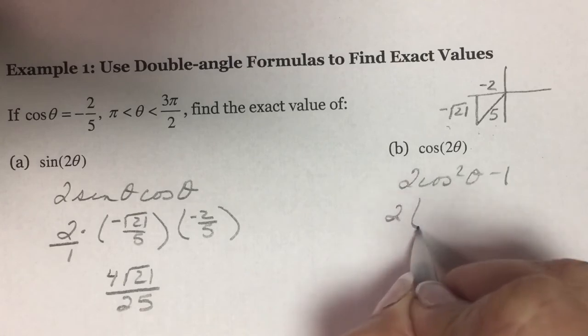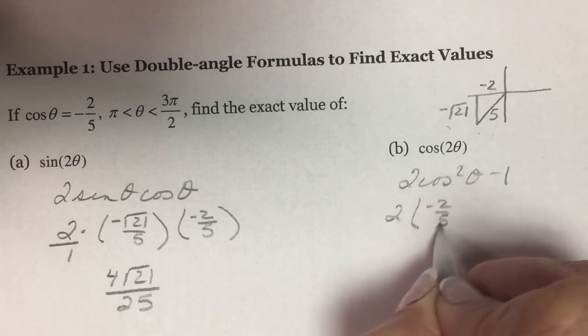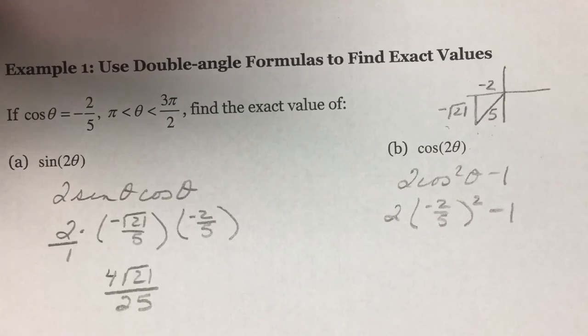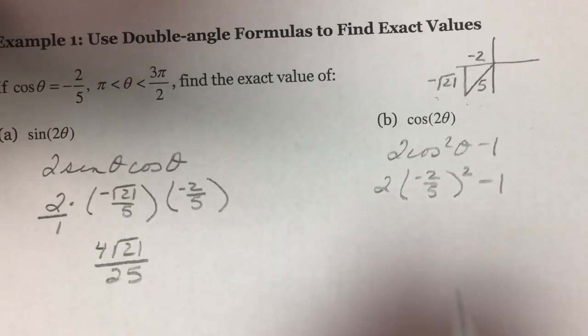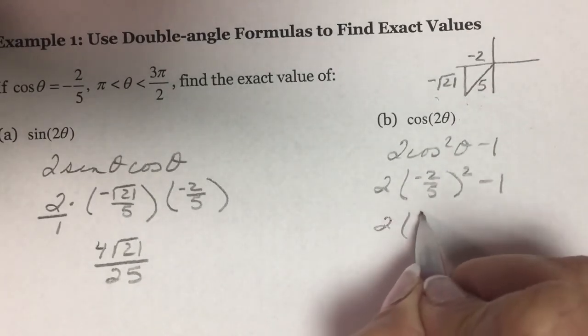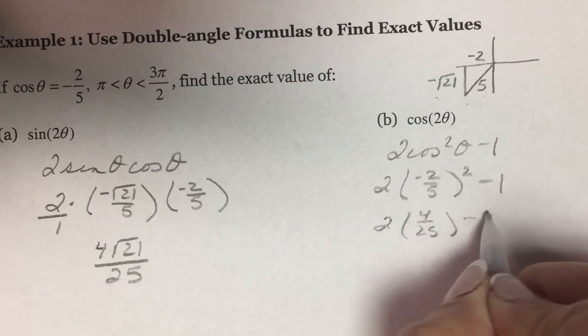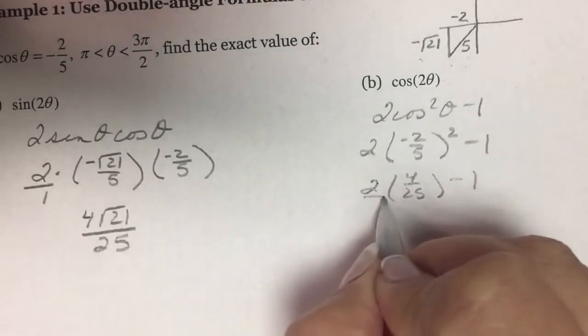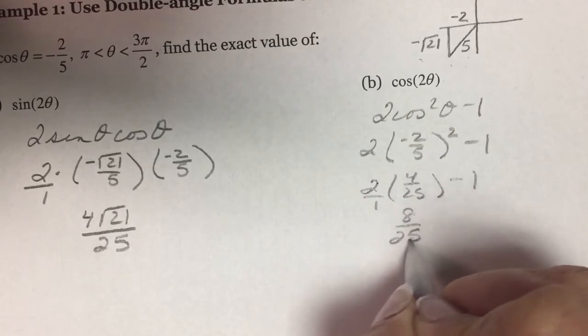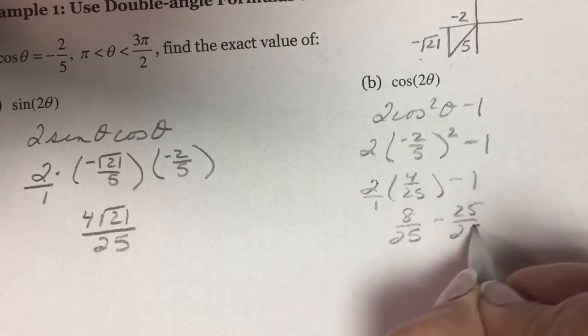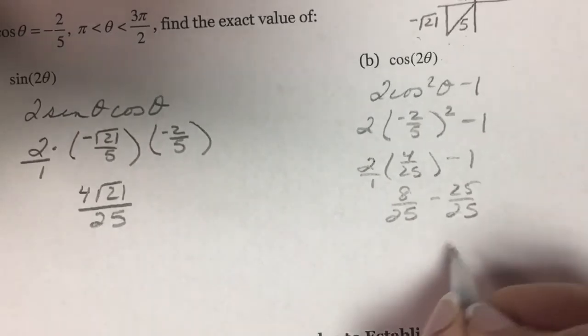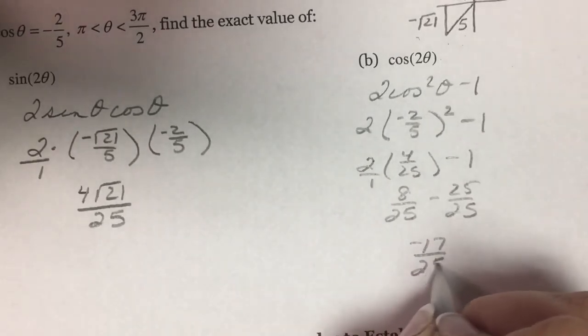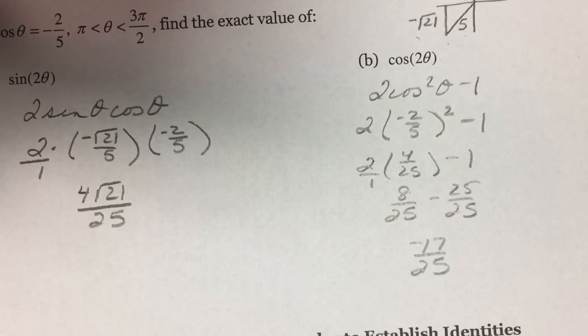So that would be 2 times cosine squared minus 1. Now you're going to get, again, the same answer no matter which one of the 3 you use. So this would be 2 times 4/25. So that would be 8 over 25 minus 1, which is 25 over 25. So that would be negative 17 over 25. Again, have some fun. Use cosine squared theta minus sine squared theta and make sure you get the same answer. You should.